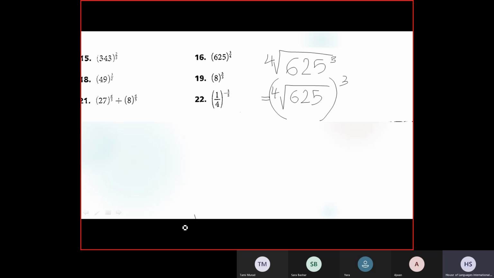Then, all of us know that in order of operations, we need to solve the things that are inside the bracket. And by solving it here, we found that the fourth root of 625 is what? 5. So I will replace this one here with 5. Then I will write 3 now, which is 5 cubed. Then I will write 5 times 5 times 5, which is 125.